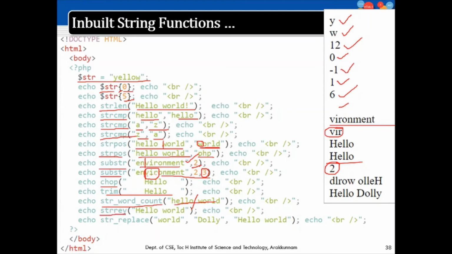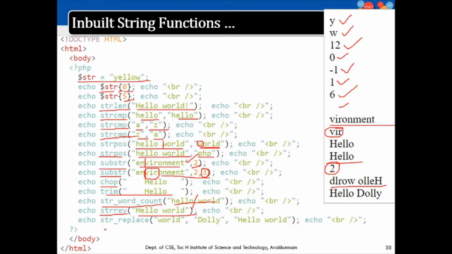Then strrev, that is the reverse of a string. That is another useful function when you go for checking a palindrome or other programs like that. So strrev will just reverse the word. So here the reverse is this.